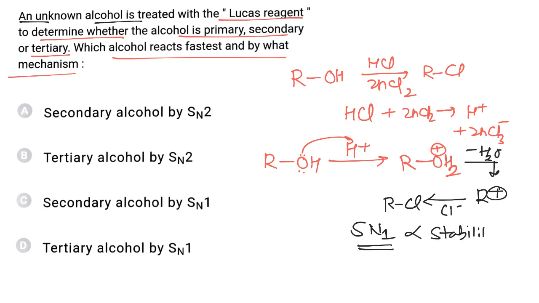The higher the stability of the carbocation, the higher the rate of reaction. So, out of 3 degree, 2 degree and 1 degree carbocations, the 3 degree carbocation is most stable, and if the carbocation is more stable, then the reaction would be fastest. So, which alcohol reacts fastest? Tertiary alcohol reacts fastest via the SN1 mechanism and hence the correct answer is D.